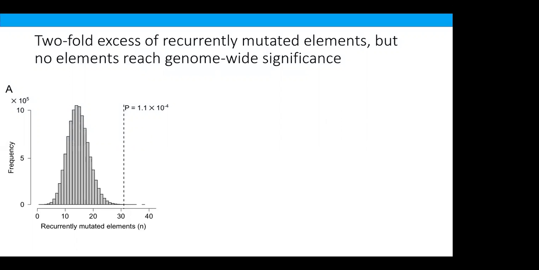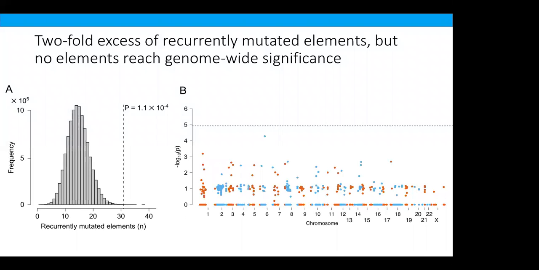So we observe 31 elements with 2 or more de novo mutations, and we expect to see about 15. This indicates that some of these elements in this pile of recurrently mutated elements are probably disease associated, but we can't exactly pin down any one of them as genome-wide significant in the way that we'd think of doing it with the genes on a Manhattan plot.